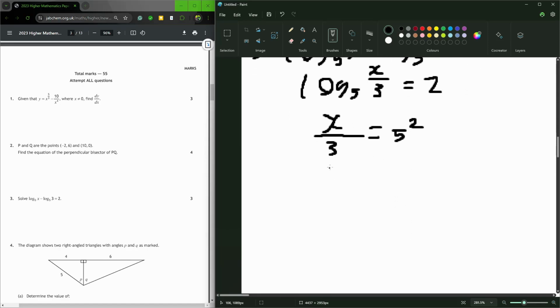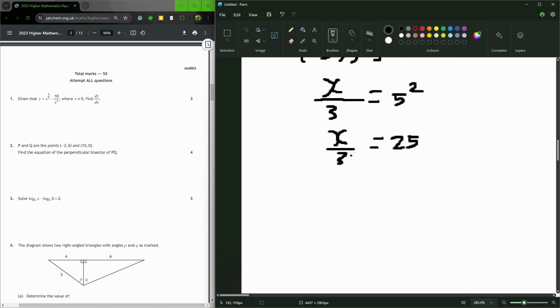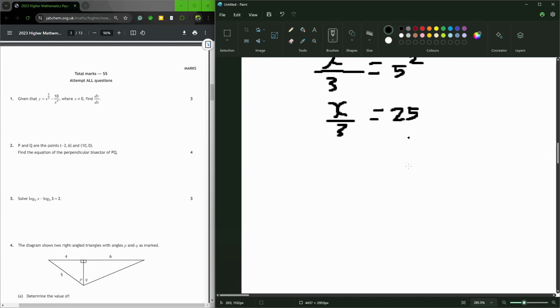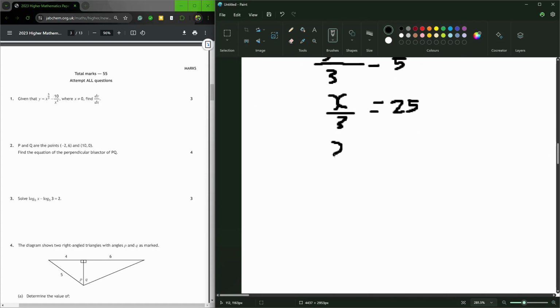And then we can go and compute this. So x over 3, well, what's 5 to the power of 2? That's 25. And then if we times both sides by 3, we have just plain x. And then 3 times 25 is 75. Solved. We'll move on to 4.